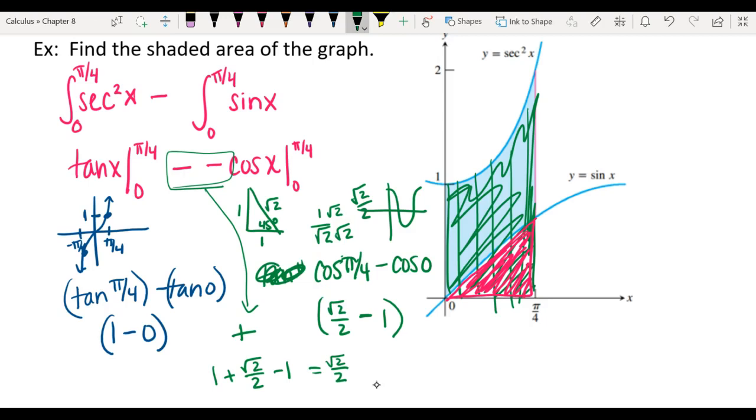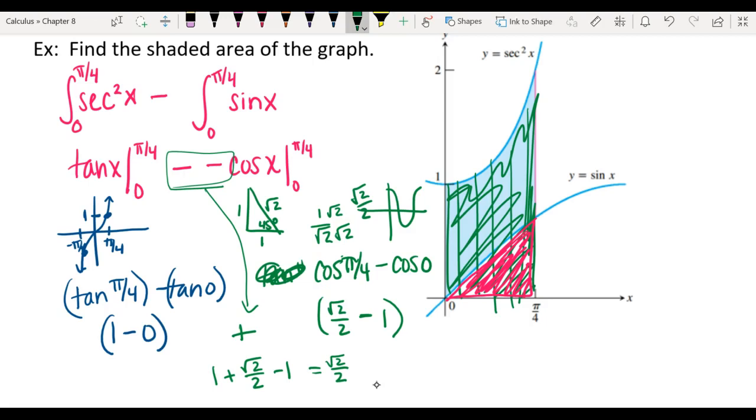Now, a couple of things I want to let you know about. You can either leave this separate, or you could combine them and do secant squared of x minus sine of x. I like keeping them separate. It's a personal preference, just because it lets me do piece by piece. Okay, but some people like putting them together.